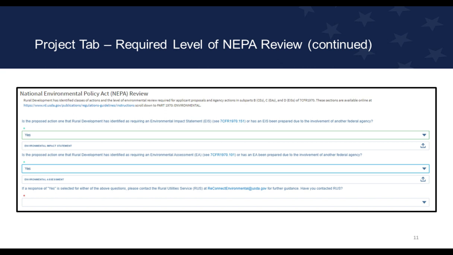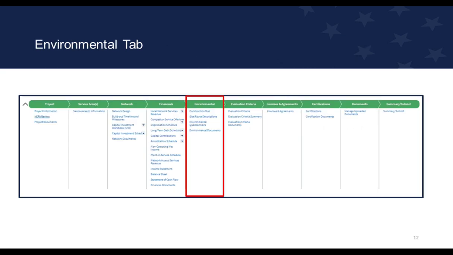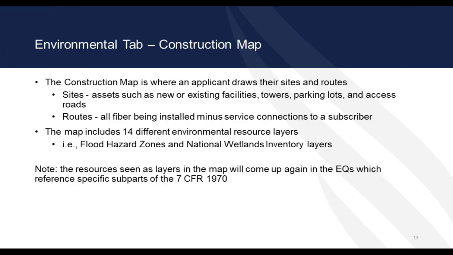The last section in the Project tab is the project information documents. As previously stated, if applicants answer yes to either of the required level of NEPA review questions, they will upload an EA or EIS related to their proposed project in this section. You can also upload your evidence of environmental consultation with RUS if that's required here as well. Now let's move to the Environmental tab of the application.